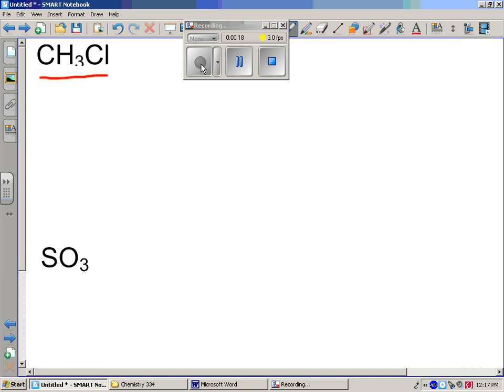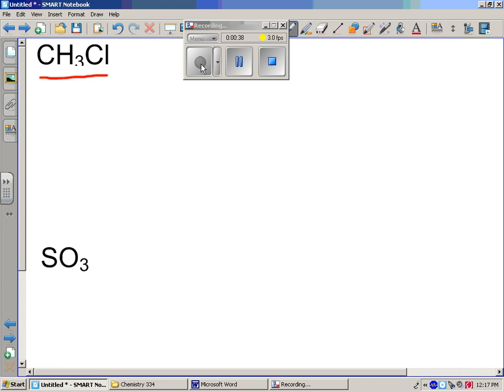Central atom is typically the first atom shown in the formula. May also be the atom that there's only one of. So carbon would probably be the best choice for this molecule since it's written first and there's only one carbon. Hydrogen will never ever be the central atom, so that's something to keep in mind.